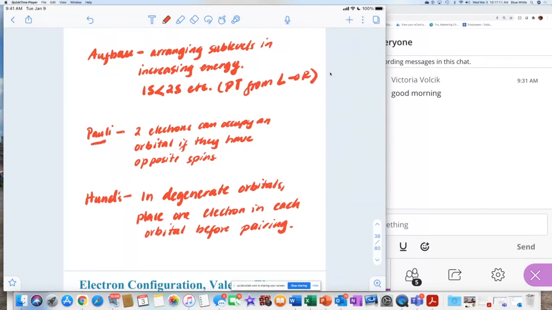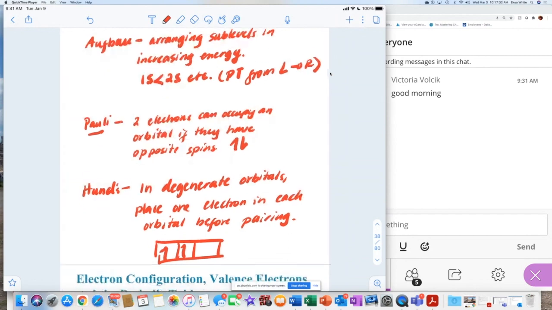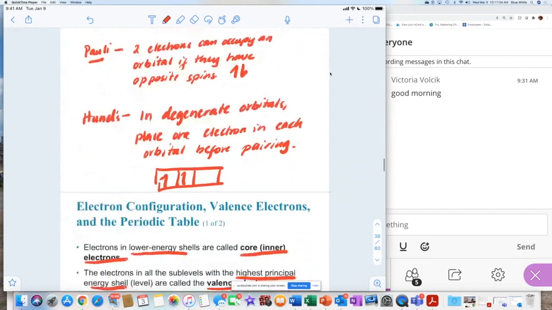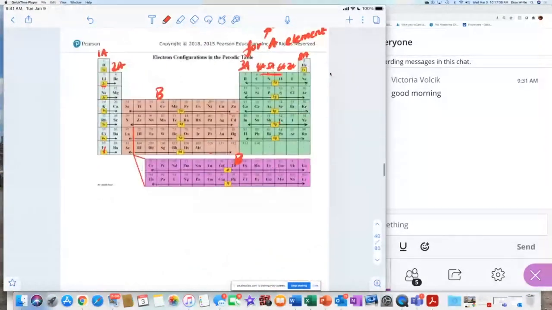Okay, and then Pauli is the one that shows us how we can have 2 electrons in one orbital in the correct way: up spin, down spin. Hund is the one that says when you have many sublevels like these, you have to make sure each one is singly occupied before you go through and pair it. Okay, so just a quick recap. Once again, feel free to rewind and watch that part.